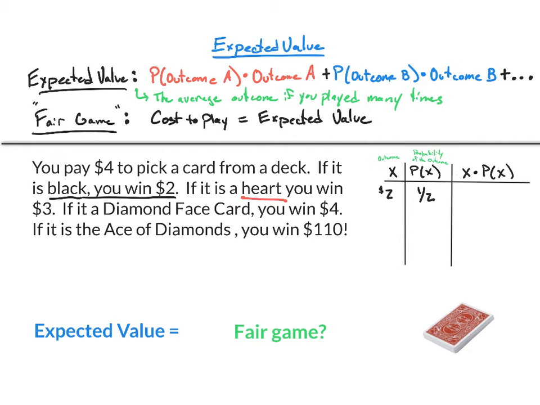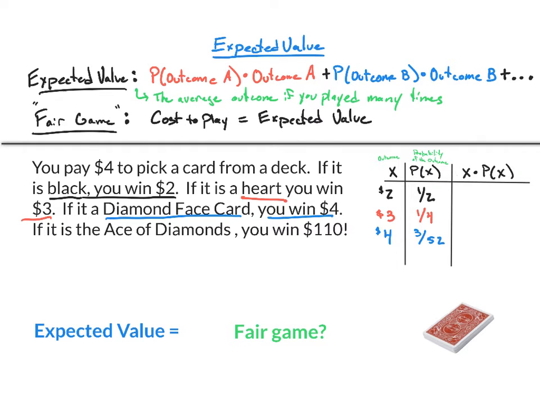If it's a heart, you're going to win $3. So now I'm winning $3, and a heart is a quarter of the deck. So right there, we have 3/4 of the way to win something. Then if it's a diamond face card, you win $4. Face cards are Jack, Queen, and King, but it's only the diamonds. So you have 3 options out of all of your 52.